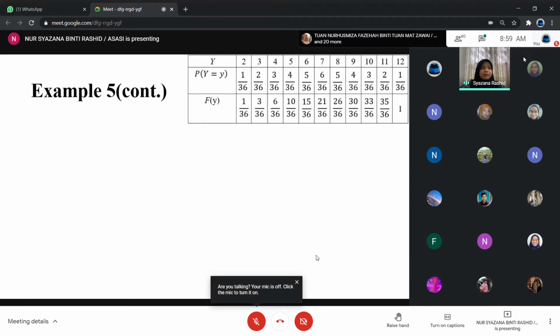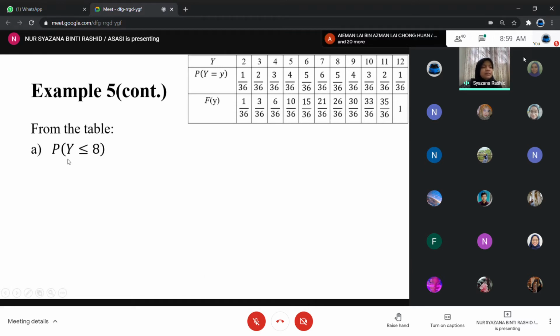Okay, now we go to part A. So, I letak table ni kat sini untuk kita mudah refer. Okay, now find the probability y less than or equal to 8. Or in another word, actually this is already in the form of at most 8. So, ini sebenarnya sama dengan apa? F8 kan yang ni? F8. So there's no calculation needed here.